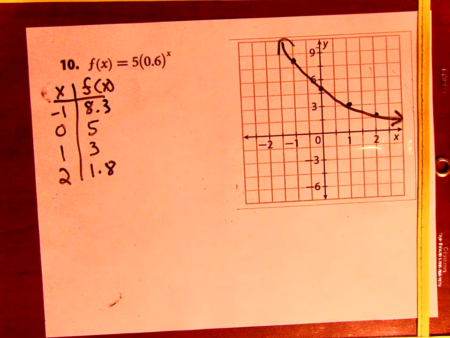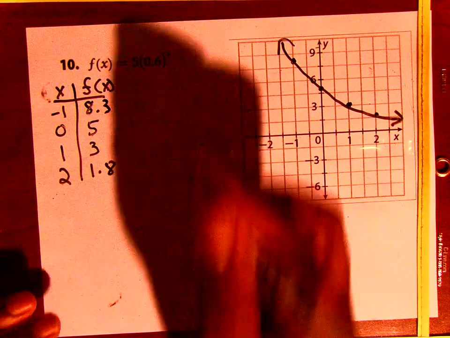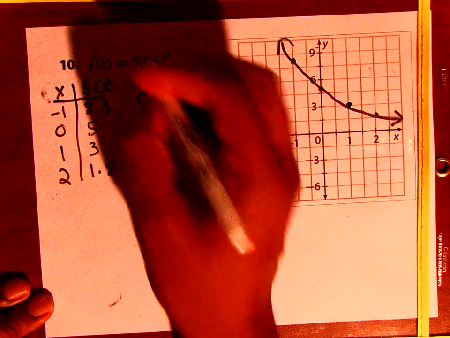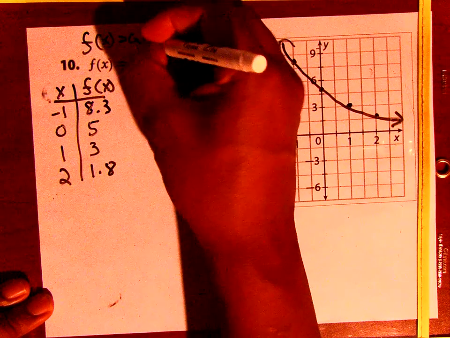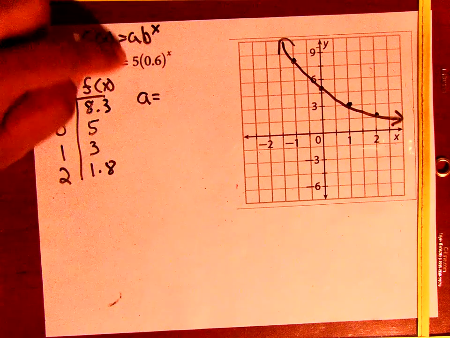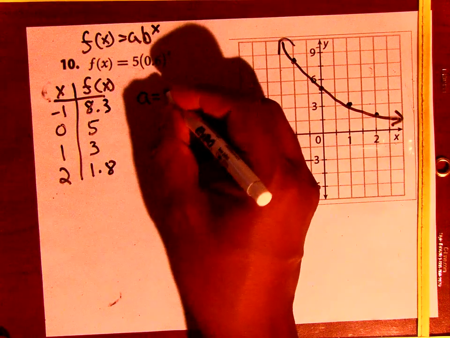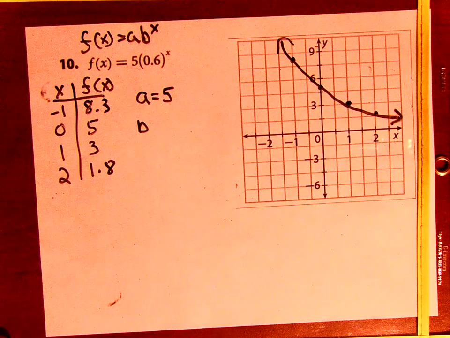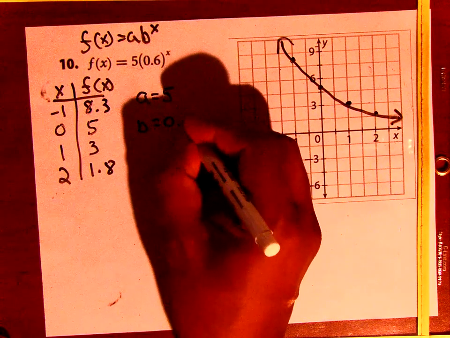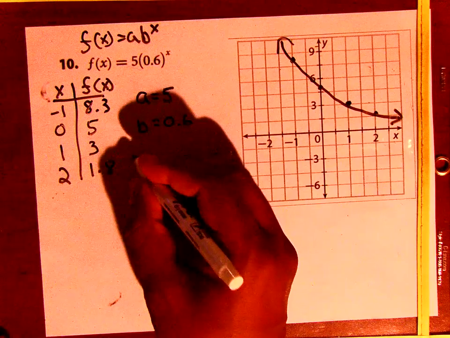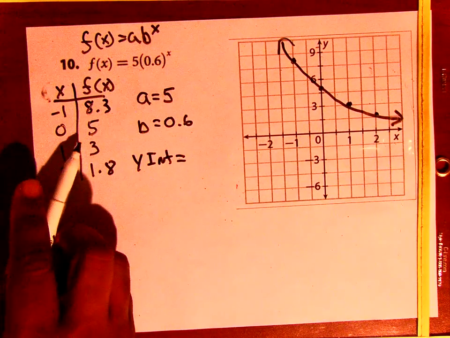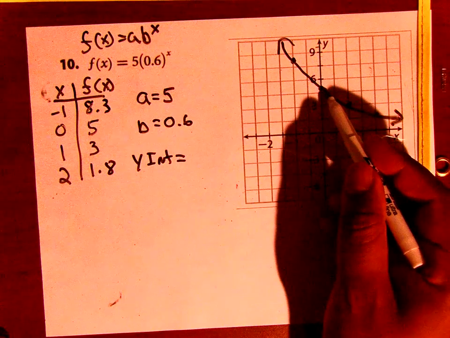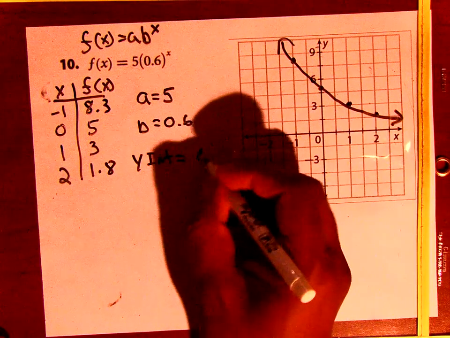Again, we want to talk about the A, the B, the Y-intercept, and the end behavior. We'll write this out here: f of x is equal to A times B raised to the x. So A is 5. B is going to be 0.6. And the Y-intercept is where x is 0, what is y. You can also see that's where it's going to cross the y-axis. That's going to be (0, 5).